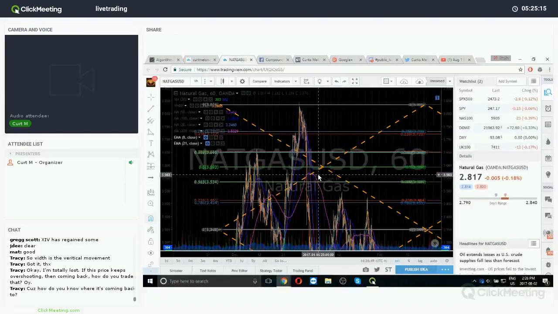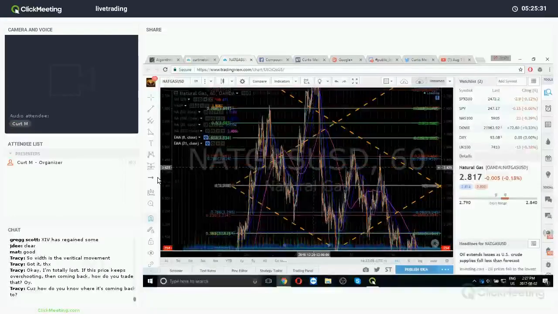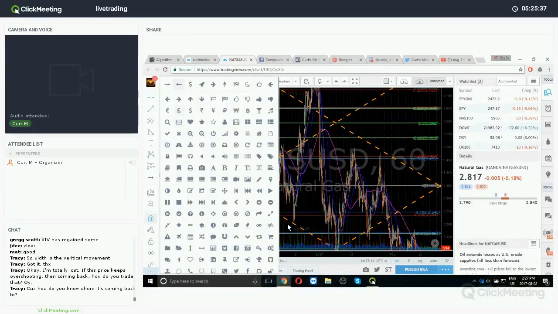Okay, I'm totally lost. If the price keeps overshooting then coming back, how do you trade that? Because how do you know where it's coming back to? Well, here's how you trade it. You're half right in your diagnosis.